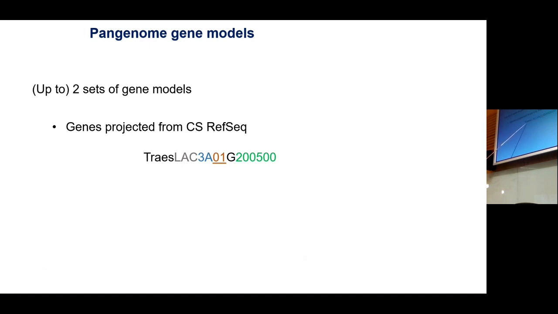And they look like this. So it's a TraesCS. This is a gene from Lancer, on chromosome 3A. These are called 0-1G. So these are gene projections from RefSeq with the 0-1G and then the gene number.